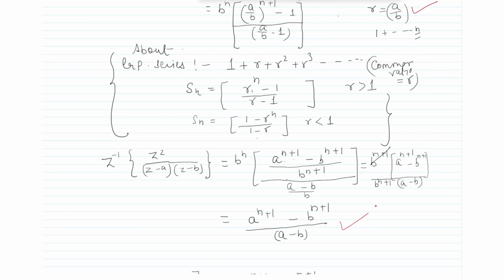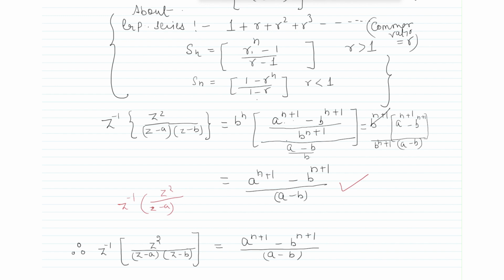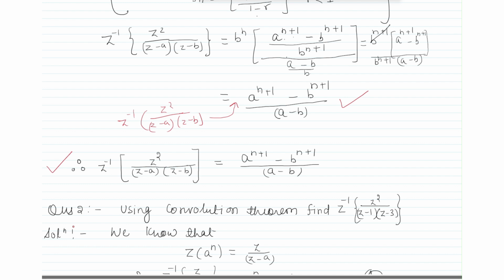So this is the answer of the problem: Z inverse of z square upon z minus a into z minus b is equivalent to a to the power n plus 1 minus b to the power n plus 1 upon a minus b. So this is your result. Z inverse of z square upon z minus a into z minus b is equal to a to the power n plus 1 minus b to the power n plus 1 upon a minus b.